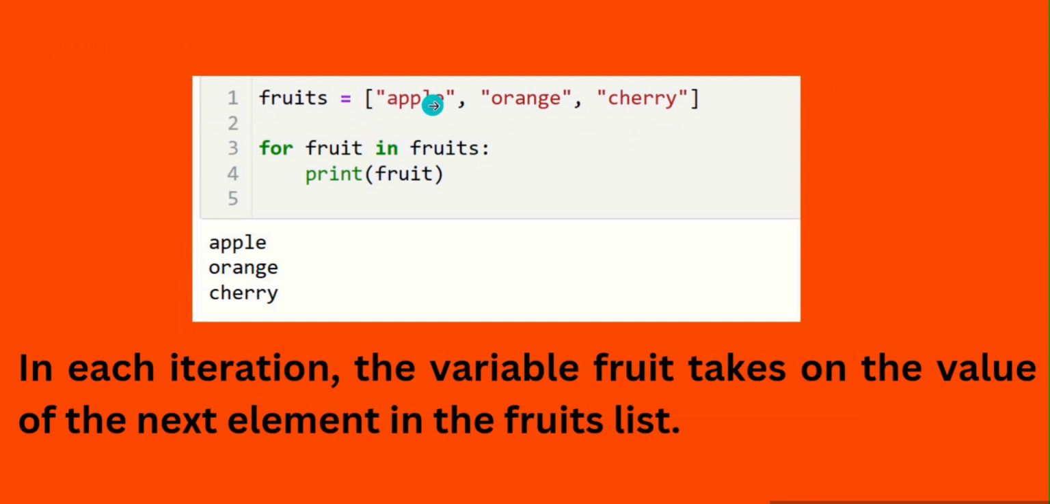I have declared a list with three elements. For fruit in fruits colon print fruit. Note, I have not used any increment operation. That means it automatically increments by 1. And also note, in the first iteration, the fruit variable is assigned the first element of my list, that is apple. Therefore, I am printing fruit, apple is printed. Now in the second iteration, fruit will be assigned the element orange. Orange will get printed. In the third iteration, cherry gets printed. Done.